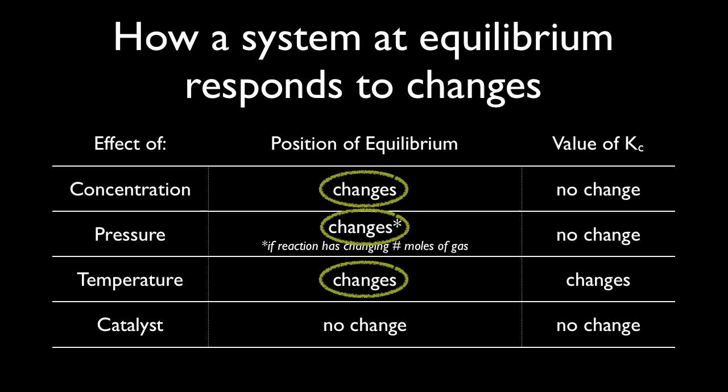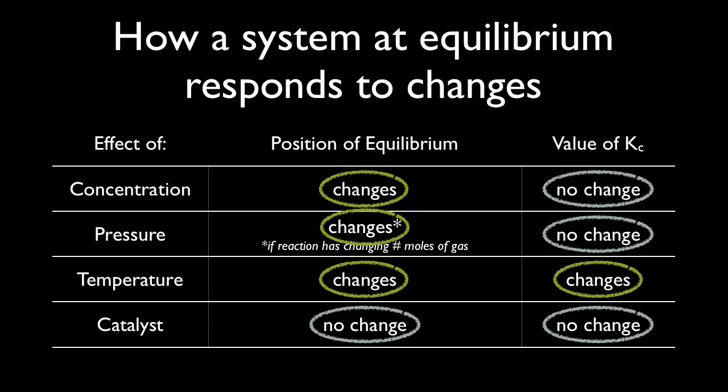So one more time, concentration, pressure, and temperature change the position of equilibrium, catalyst no change. Temperature is the only thing that changes the value of Kc. Everything else has no effect on the value of Kc.